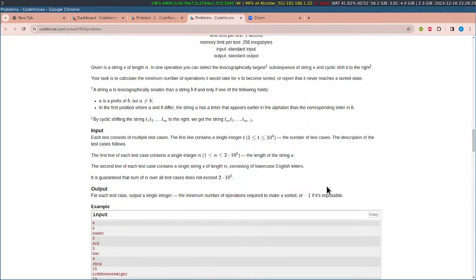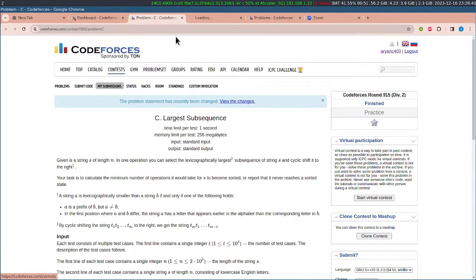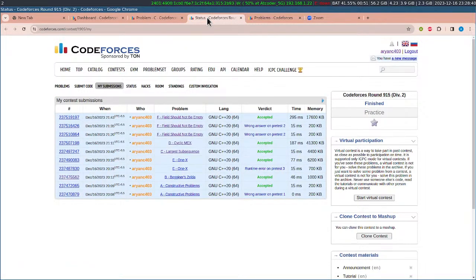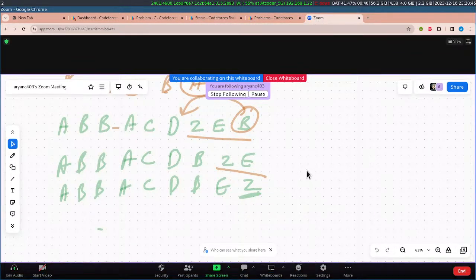So if I continue my example here, now if I do an operation on Z and E, the string becomes... and now if I do the operation one more time, I will always choose Z, and changing Z will not change anything. That was my idea. Oh, sorry, I don't know why I keep forgetting switching the string.